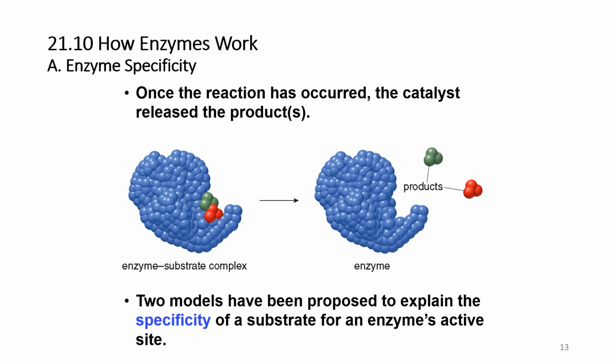Once the reaction has been completed, the catalyst then releases products. So here we have that enzyme substrate complex. The enzyme is freed, and then we get the products released. So as I mentioned, two models have been proposed to explain the specificity of a substrate for its enzyme's active site. Specificity here means its attraction to, okay? How specific is the interaction between the substrate and the enzyme's active site?